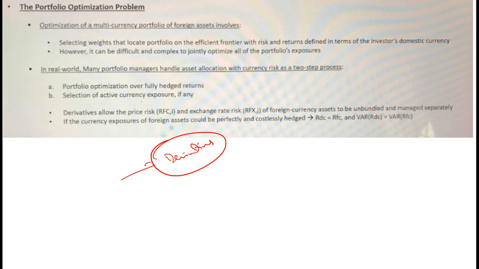Another way is using derivatives. That is, I take an offsetting position using a derivative, a forward contract or an option. In that case, I wouldn't need to pay the whole amount as of now. So derivatives can help hedge the risk, but again, derivatives, or any hedging instrument, may come at a cost.